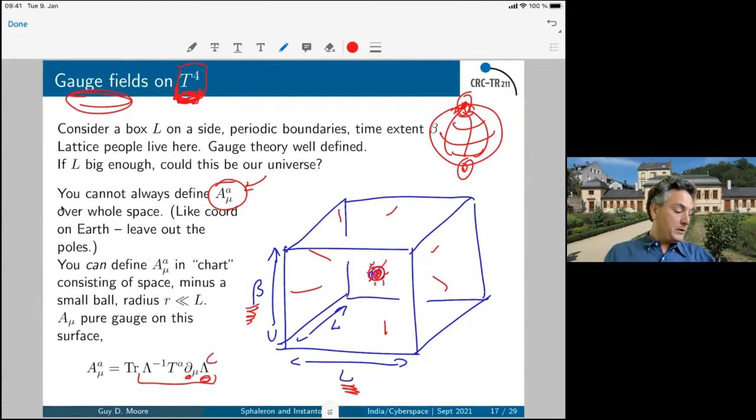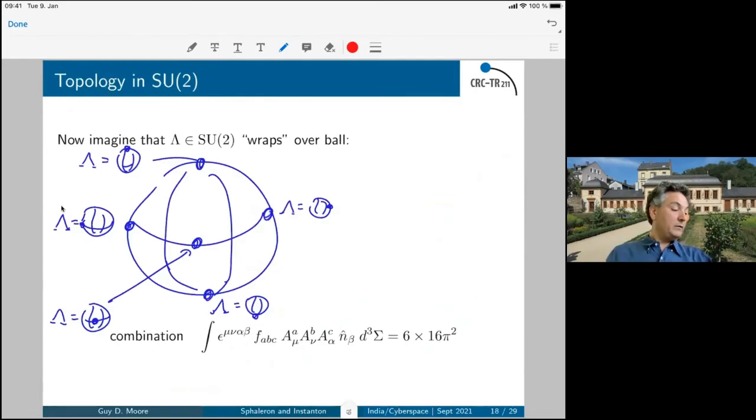And this gauge transformation matrix is an element of SU(N), which for SU2, we've already seen is equivalent to the 3-sphere. And so this is a 3-sphere I'm wrapping over a 3-sphere, and it can be topologically non-trivial. So one thing that could happen for SU2 is that the pure gauge A is lambda inverse T^a del mu lambda, trace, is going to be determined by this lambda.